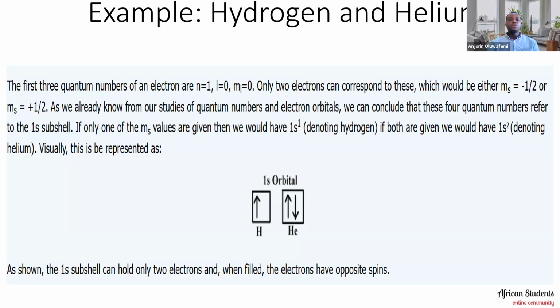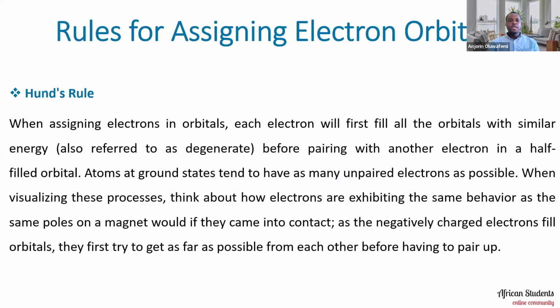Okay. All right. So that's an example to buttress that. Now, rules for assigning electron orbitals, continuation. We look at Hund's rule now.